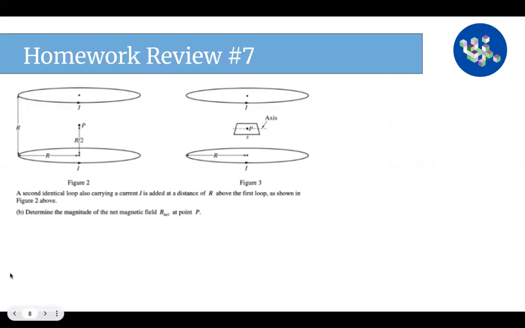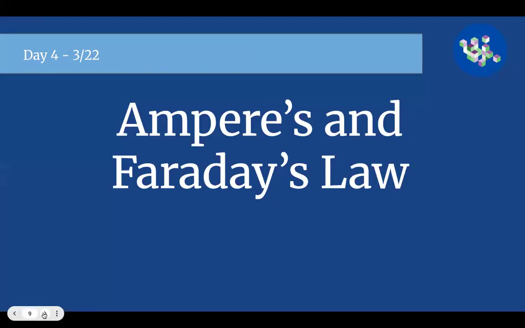Just remember the direction, what the magnetic field lines look like around each wire loop, and remember the superposition principle: when you have many sources of magnetic field, the magnetic field at a certain point is just the sum of the magnetic fields of each source, and you get the total magnetic field. All right, let's go on to the lesson today.